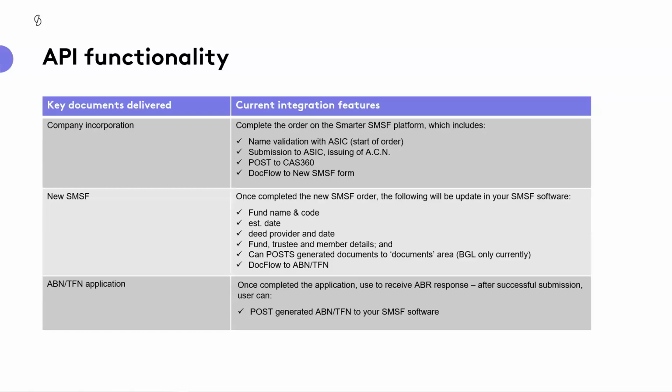So we can then go in and complete the additional stuff in the ABN TFN form. And after successful submission and we get the ABN, again, we've got that final process of submitting that as well. So let's go and take a look at the platform here to help you understand this a little bit further.